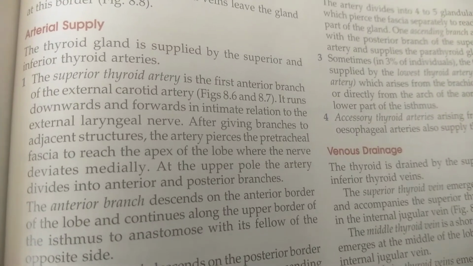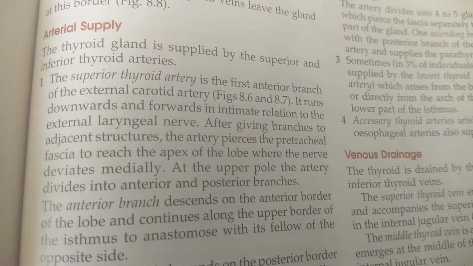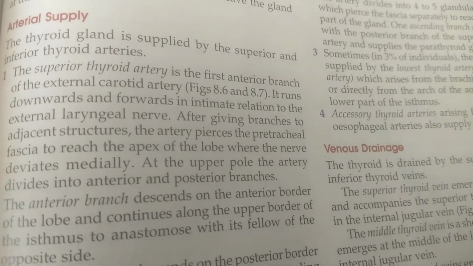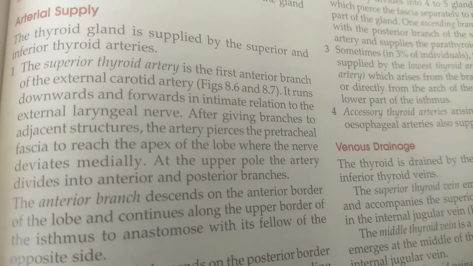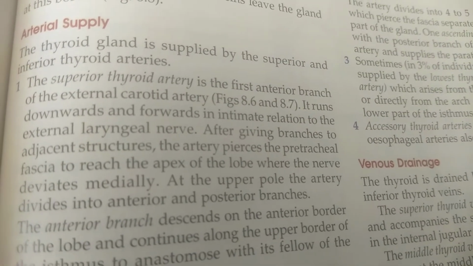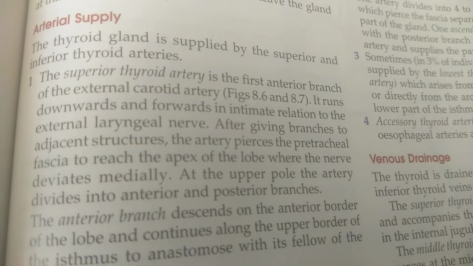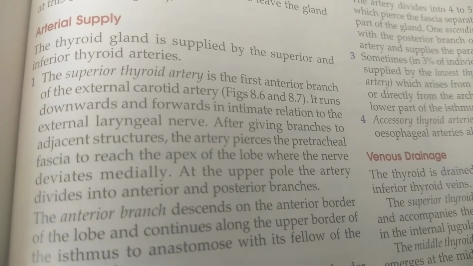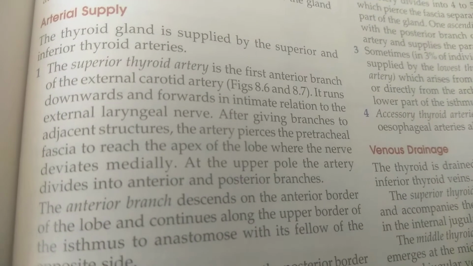Today we'll read about the blood supply, the clinical anatomy and the histology of the thyroid gland. So let's start. The thyroid gland, I have already told you, is made up of two lobes which are joined together by the isthmus. So the thyroid gland is supplied by the superior and inferior thyroid arteries.